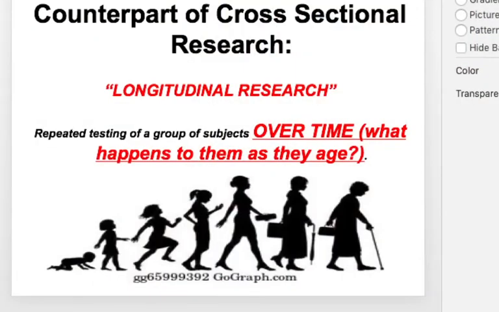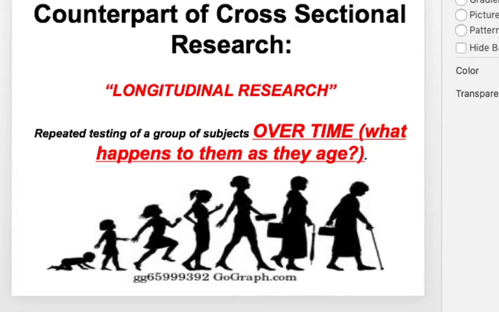Now, let me just quickly introduce you to the counterpart of cross-sectional research. Hindi ko na ito kinount as one separate research method because I think it goes hand in hand with cross-sectional research. This is what we mean by longitudinal research. How is longitudinal research different from cross-sectional research?